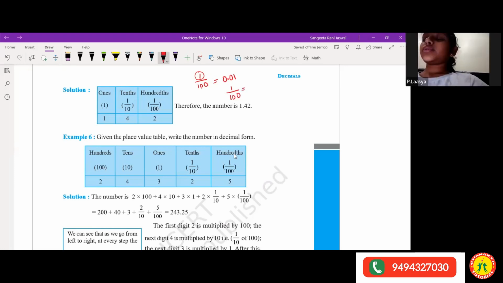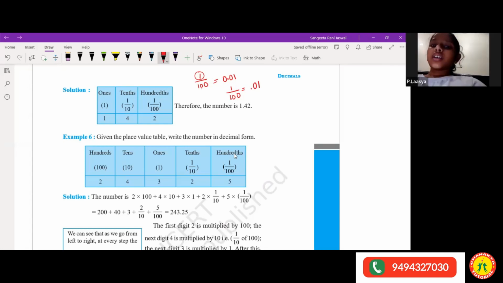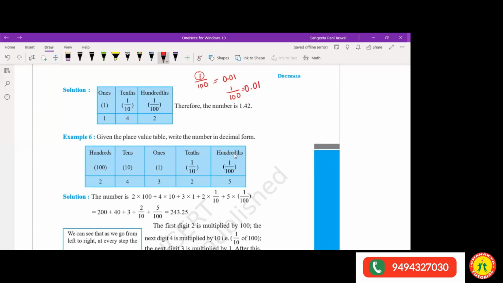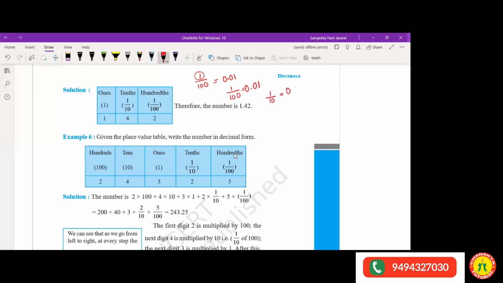Yes, ma'am. When we convert this to decimal form, we write 1 here and after two numbers, leaving two numbers from the right side, we will put the decimal point. So this is one number and the other number we don't have anything, so we will write 0. And then now we have two numbers, we will put the decimal point. You get it? Yes, ma'am. And ahead of this also we don't have anything, so we will just write 0. That's it.